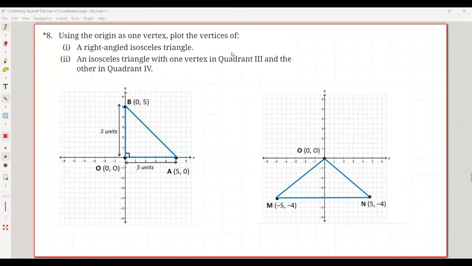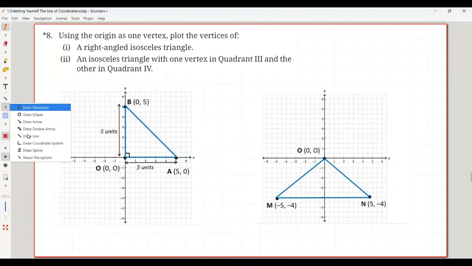10th standard. Question number 8. Using the origin as one vertex, plot the vertices of a right angle isosceles triangle. First condition, you have to draw the right angle isosceles triangle. So right angle means one angle should be 90 degree and isosceles triangle means two sides should be equal in length. And they mention using the origin as one vertex.